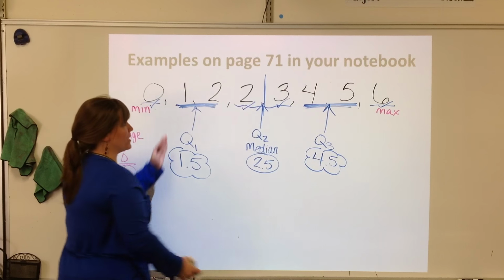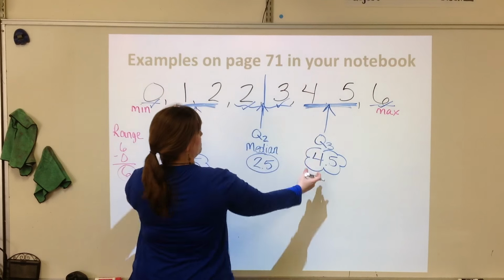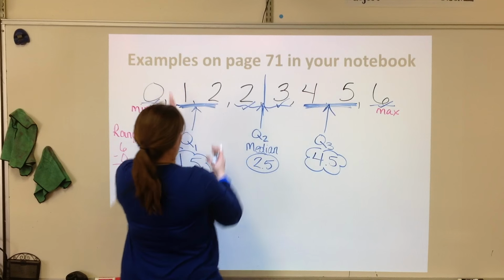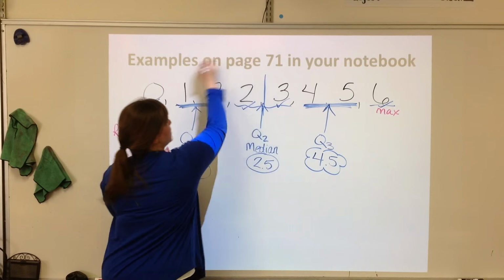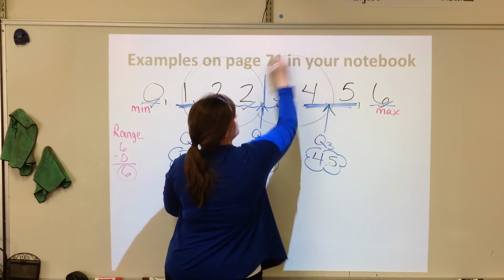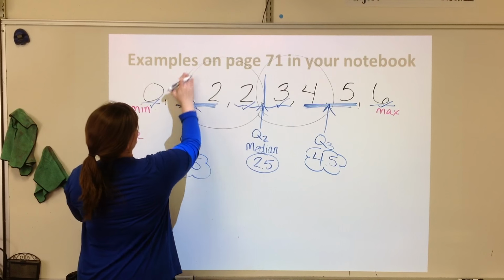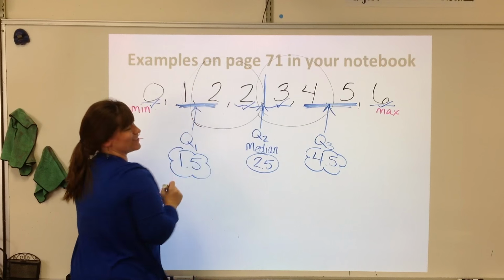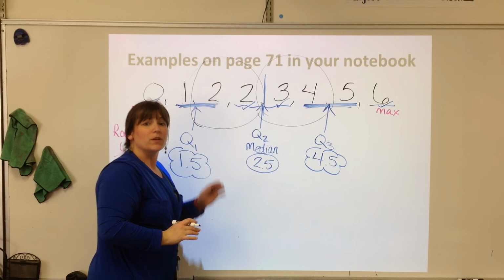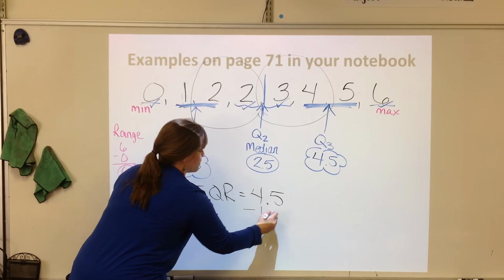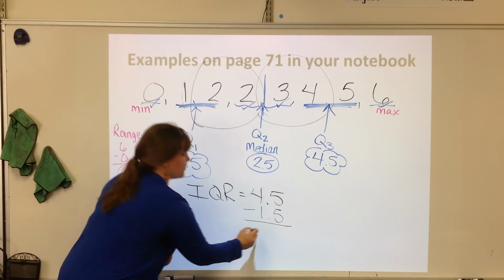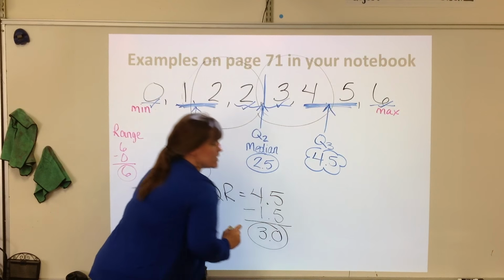The interquartile range is this range in between the end of Q1 and the end of Q3. We want this space right here and this space right here. It's technically this space. So in order to find the IQR, we have to take 4.5, which is our Q3, subtract our Q1, and we get 3 as the IQR.